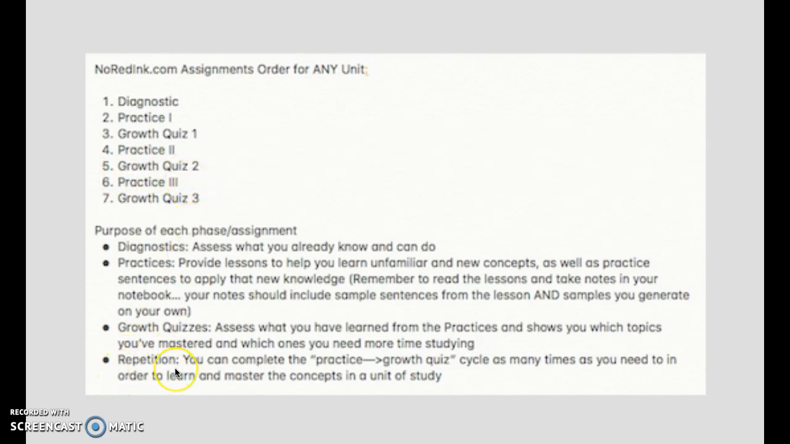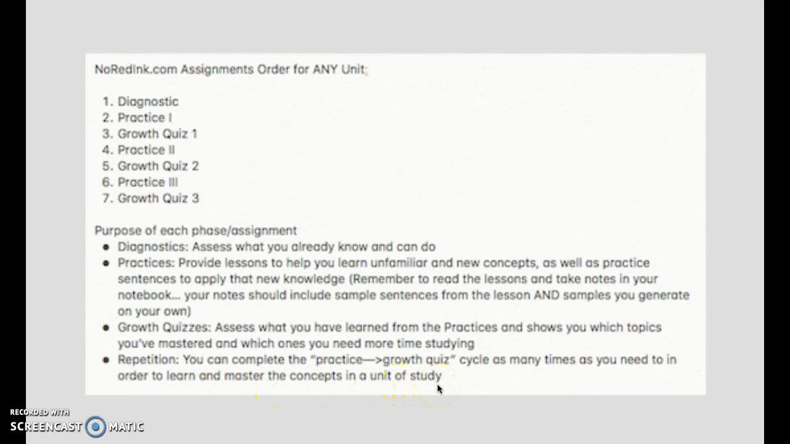Repetition is key. It is really important to keep exposing yourself to something that isn't sticking the first time, and to think about it different ways and to practice it in different ways. And that's what the practice sessions do for you inside noredink.com. They keep presenting the information to you through different types of sentences. So you can complete the practice to growth quiz cycle as many times as you need to in order to learn and master the concepts in a unit of study.